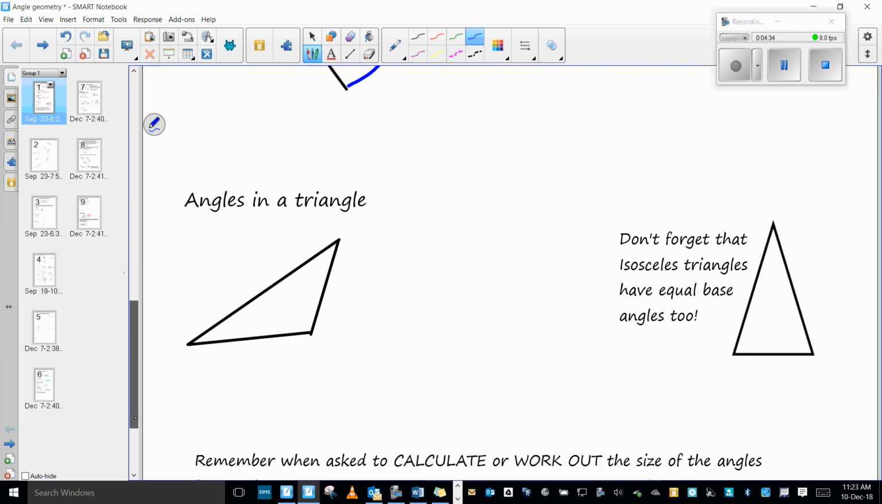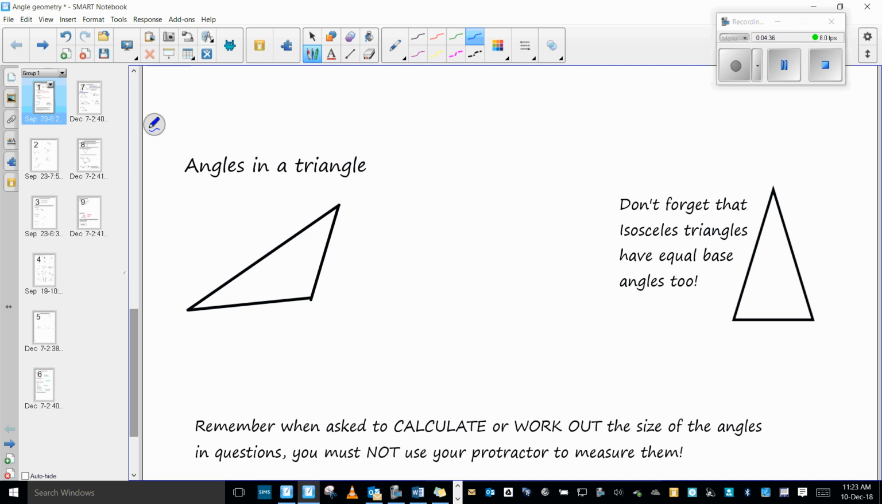Angles in a triangle. What do we know about angles in a triangle? They add up to 180. So A, B, and C sum to 180 degrees, no matter what kind of triangle they are. The angles will always add up to 180.